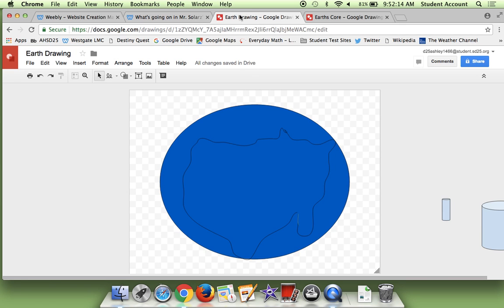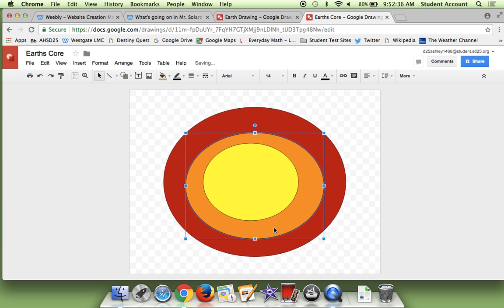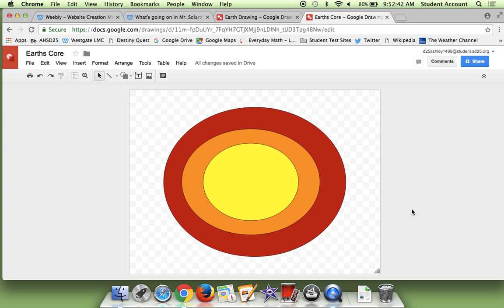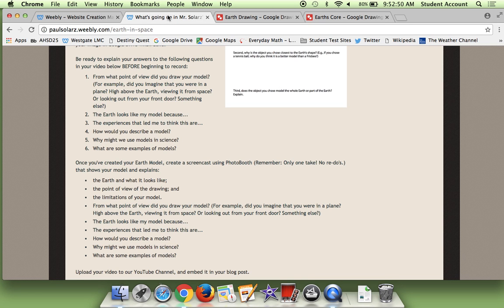The point of view of my drawing is actually as if you were technically right above the Earth, looking down at North America. I tried to draw North America. I didn't get the picture on the web, but I tried to draw it. And then I did two points of view. This is like the inside. So if you were inside of the Earth, this is the Earth's core. So that's that. And then the next question is the point of view and the limitations of the model.